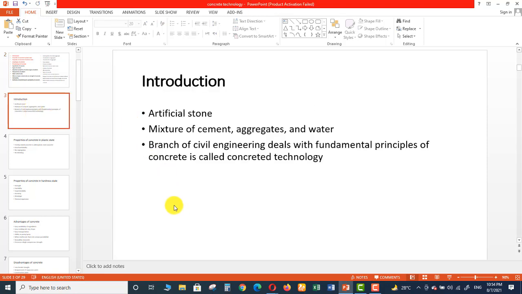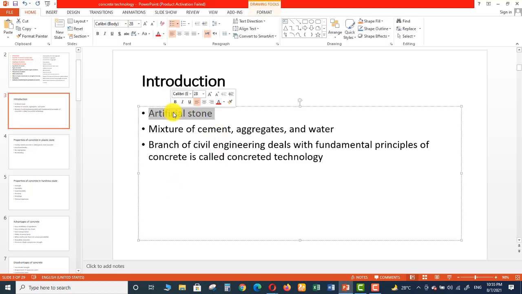Actually, we know that there are natural stones, so to replace them we have made the concrete, which is also known as artificial stone, because natural stone and concrete have almost the same function. So we have made this concrete for the replacement of stones, for various reasons, like economical purposes. There are a lot of advantages of concrete over stones. So the basic point is that we also call concrete artificial stone, right?